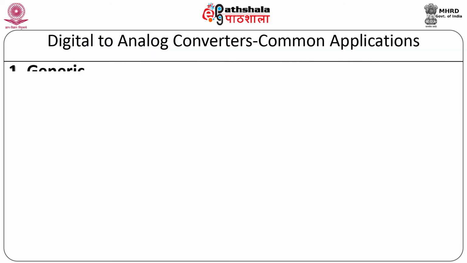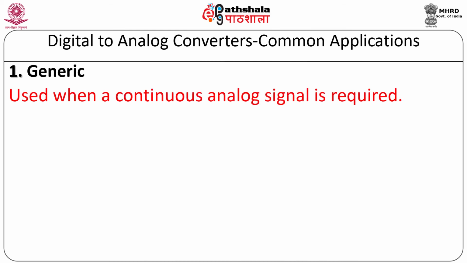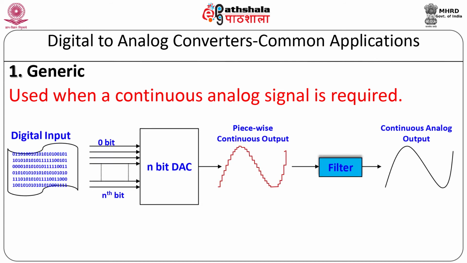Let us see the generic application of a digital to analog converter. Whenever we require a continuous analog signal from a digital input, we can obtain this using a DA converter. As shown, we have an n-bit DAC which has n digital inputs, 0 to nth bit. The output of the DAC is not continuous, but piecewise continuous. We will get certain noise and that noise can be filtered in order to obtain a continuous analog signal that may be used to drive pen recorders, to control servo motors and so on.